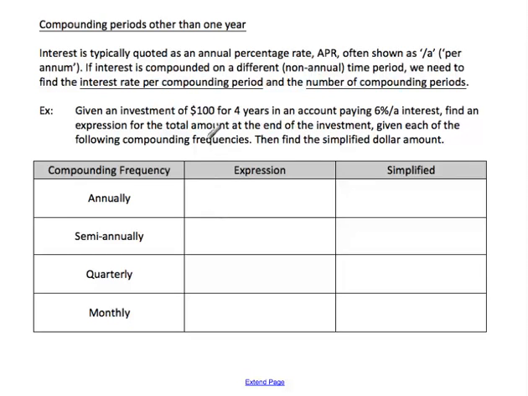So we need to think about the interest rate per compounding period and the number of compounding periods. You can imagine that if you have an account paying 6% per annum interest, and you are compounding semi-annually, that is twice a year, then that means the account is actually paying 3% interest every 6 months, rather than really paying 6% interest per year. If you're compounding semi-annually, that's going to be 2 compounding periods per year versus compounding annually, which is only 1.